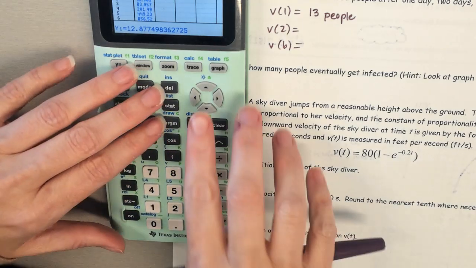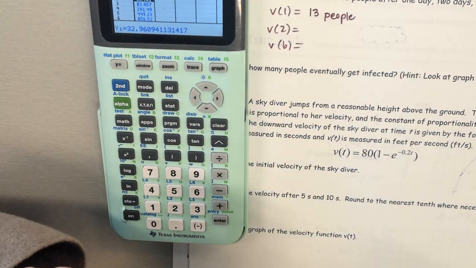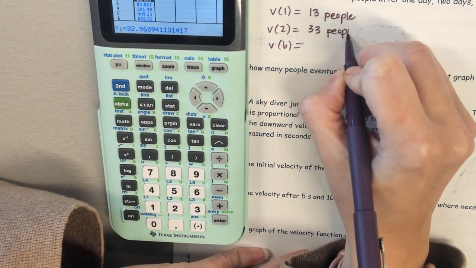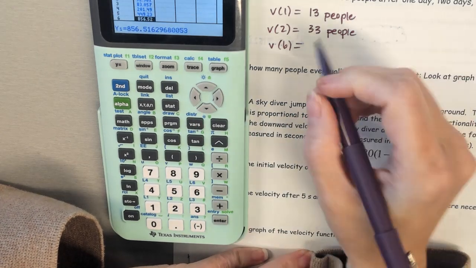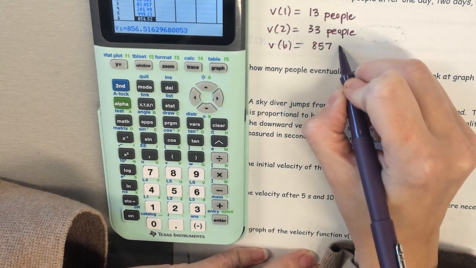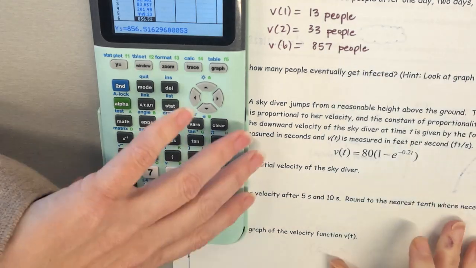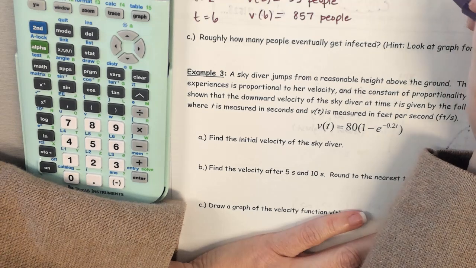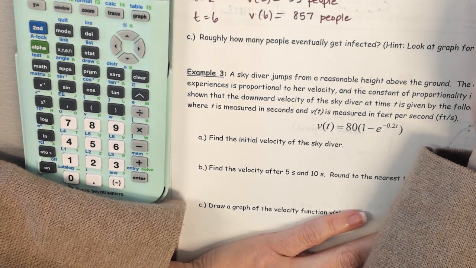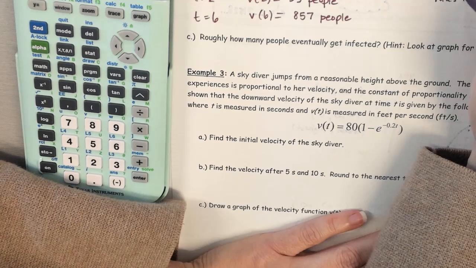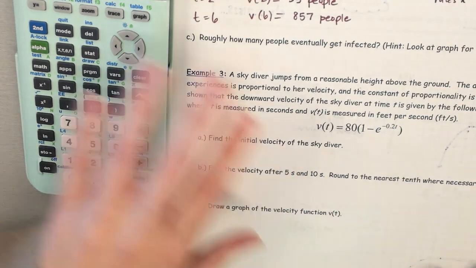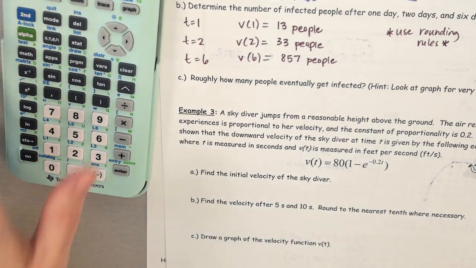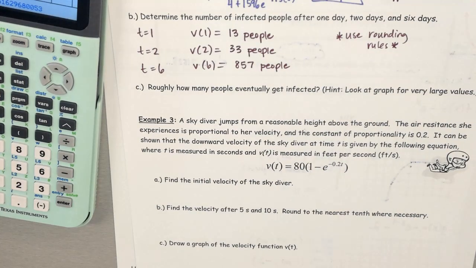All right, and then for 2, that would round to how many people? 33. Okay, and then for 6, you have 857 people. Okay, and when you do this, just use your rounding rules. If it's 5 or up, you're going to round up, and if it's 4 or below, you're going to round down. Okay, oh, I gave you a hint.